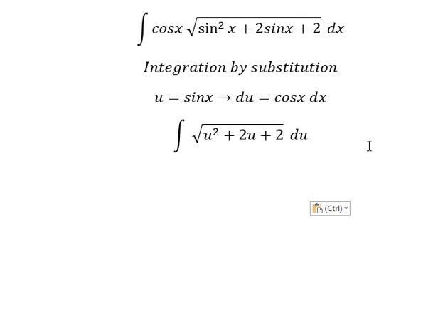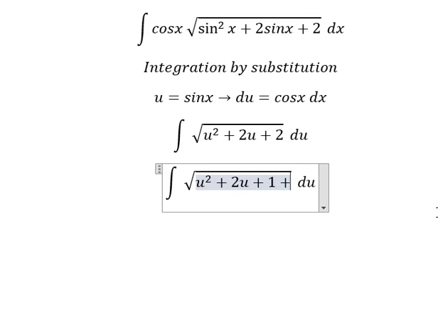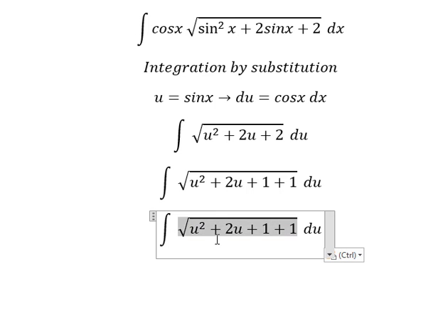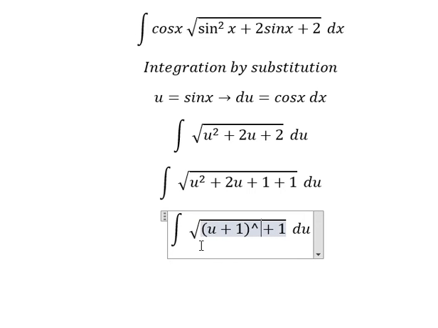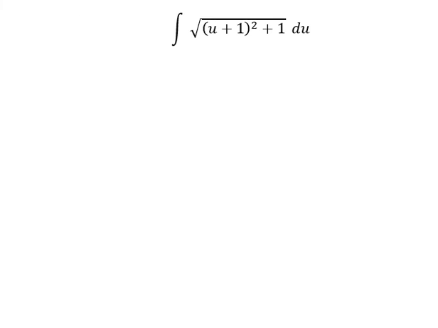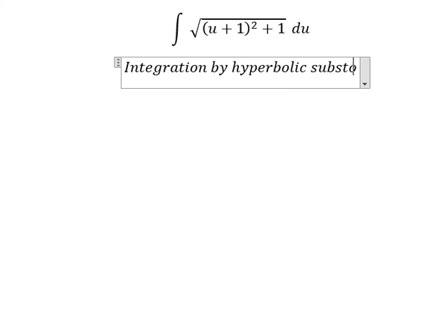Next, for number 2, we can write it as 1 plus 1, and we can see that this is an identity. So this one we can change into u plus 1 to the power of 2. Now, we can use integration by hyperbolic substitution.